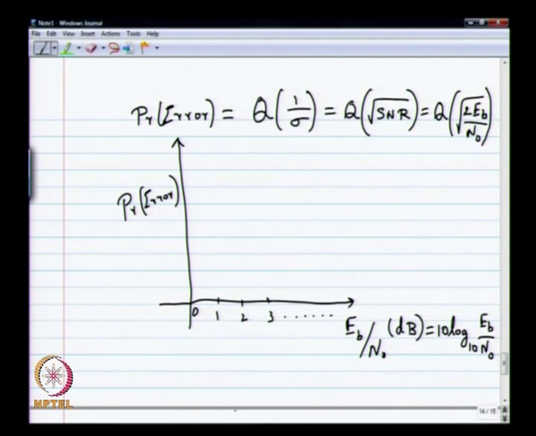Then you compute probability of error for each point on the x axis you want, and then you can make a plot, and the plot will look something like this. It will go off like this and come down here, and if you have something like 10 power minus 6 here. It is also very common to have the y axis in log scale, I am sorry.